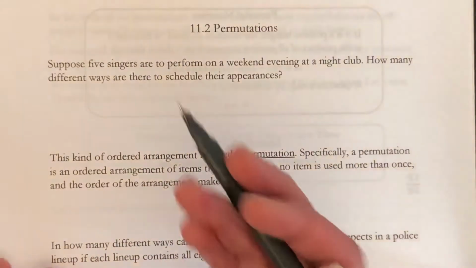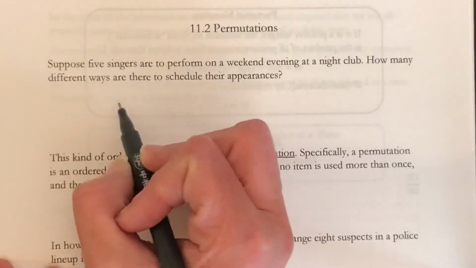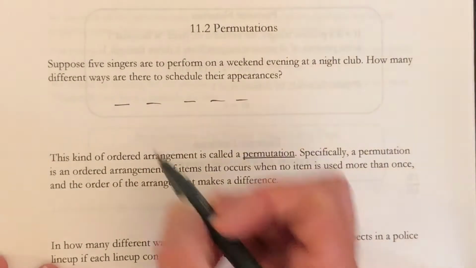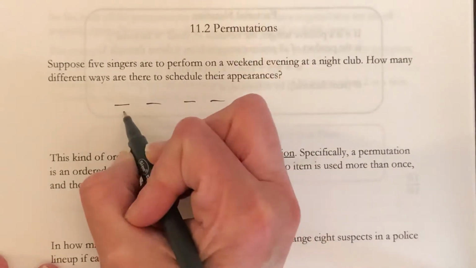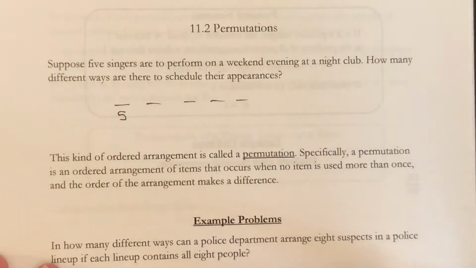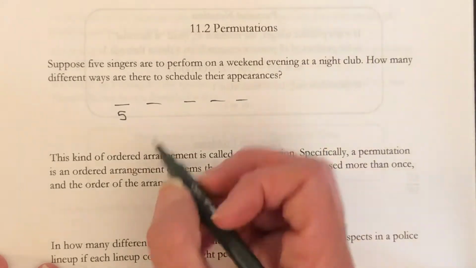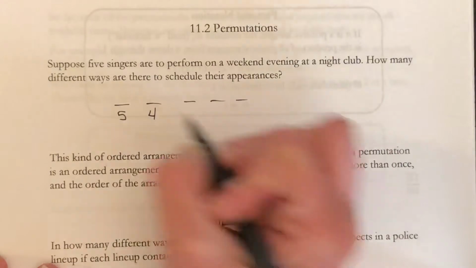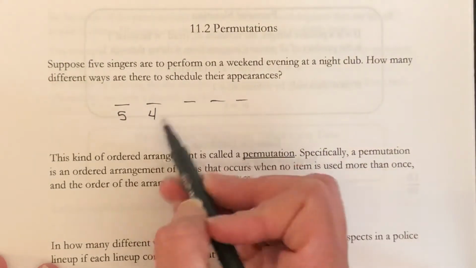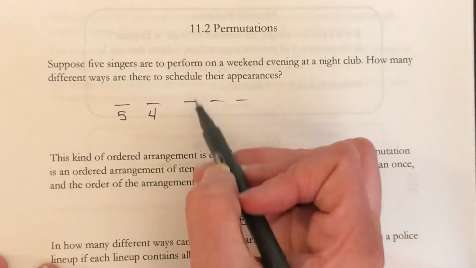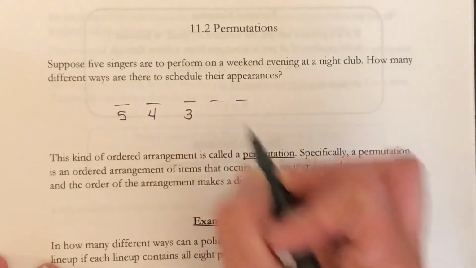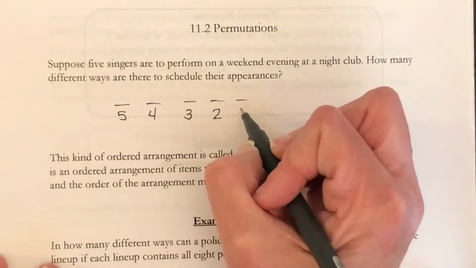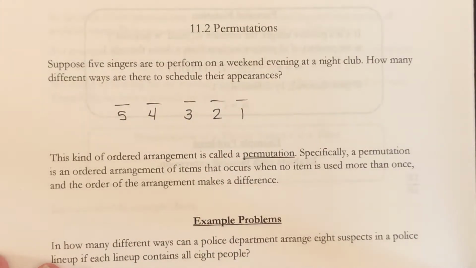Okay, so I have 5 singers, I have 5 slots for them to perform in. From the first slot, I can choose from 5 people to go first. Now for the second slot, I've already chosen 1, so I have 4 left. 4 people now that I can put here. Here I have 3 people left. Here I have 2 people to choose from. And for this last spot, I have no one left.